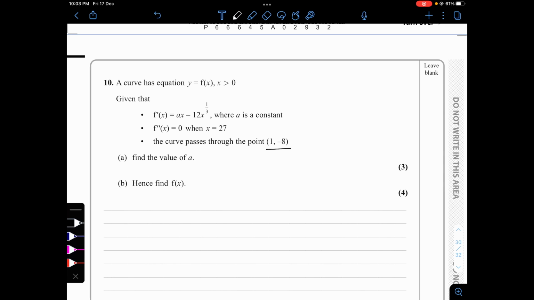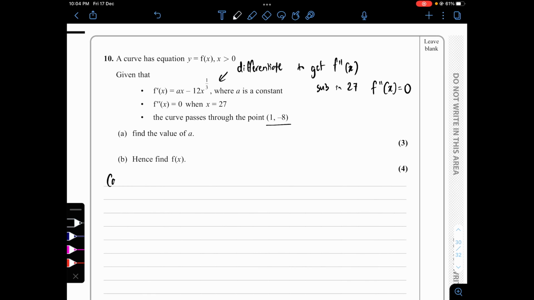That's pretty simple, right? What do we have to do here? So we have to differentiate this once more, right? To get f double dash x. And then what do we do? We can sub in 27 because we know that that's when f double dash x, which is differentiated twice, equals 0. So let's do that.